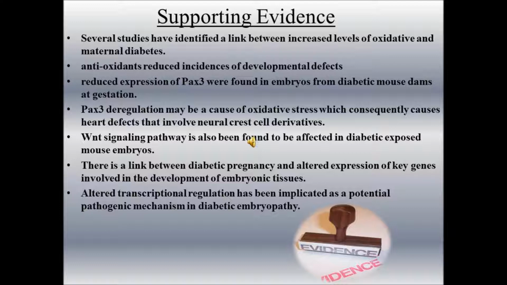WNT is made of proteins that form highly conserved and secreted signaling molecules that regulate cell-to-cell interactions during embryogenesis. It has been found to be affected in the diabetic-exposed mouse embryos. The evidence therefore supports the link between diabetic pregnancy and altered expression of key genes involved in development of the embryonic tissue. Altered transcriptional regulation has been implicated as a potential pathogenic mechanism in diabetic embryopathy.